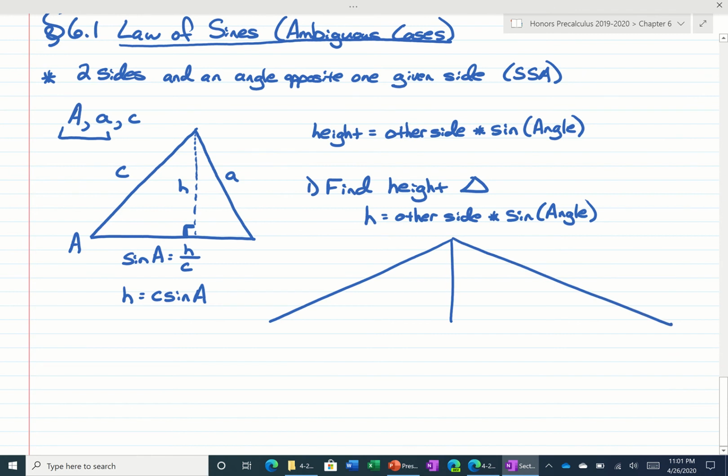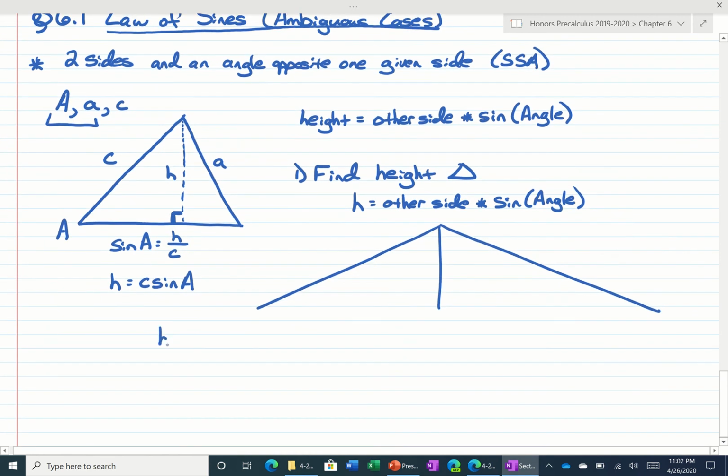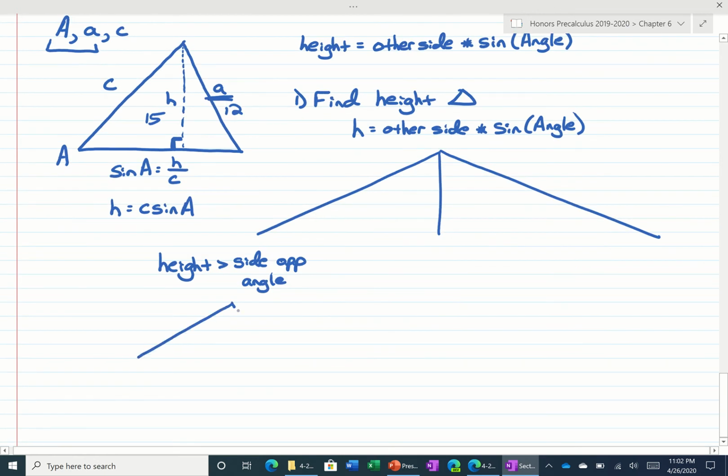One thing that could happen is the height could be bigger than the side opposite the angle. So let's say the height was 15 and that side was 12. Well, if we were to draw this picture accurately, we can't change this angle. That angle's set. If the height is bigger than that side, there's no way you could connect it. And this would give us 0 triangles, or we would say that there's no solution.